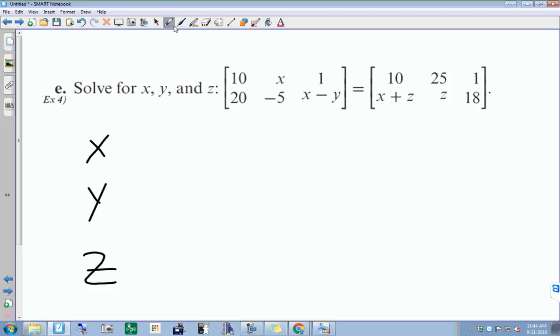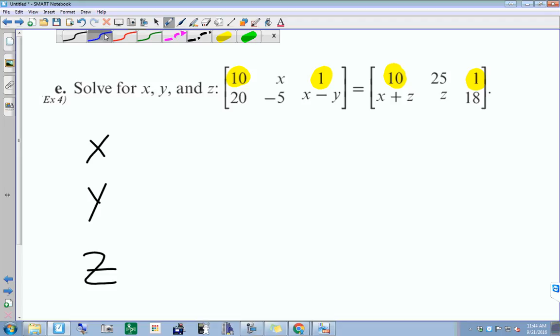Whenever you get something that is completely and totally foreign to you, you try and figure out what can I figure out? What do I see? What do I know? Well, it says that this matrix is equal to that matrix, correct? So I see a 10 here, and I see a 10 here. I see a 1 here, and I see a 1 here. So what could I possibly conclude from that piece of information? They have to be exactly equal, right?